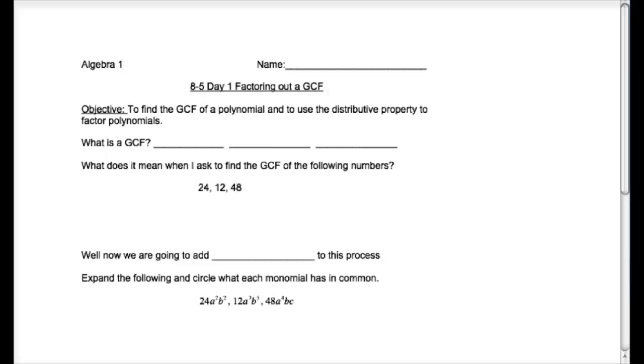All right. We're going to start talking about factoring and factoring out a GCF. Someone raise your hand and tell us what GCF stands for. What three little words does it mean? Briggs, what do you think? Greatest common factor.